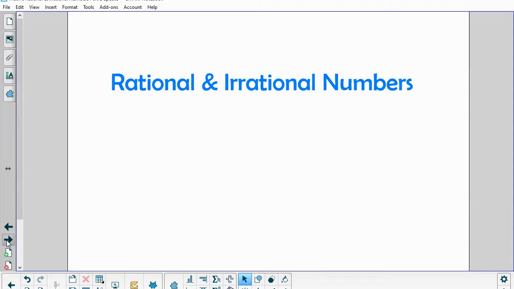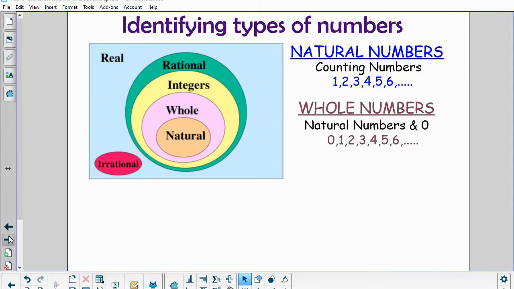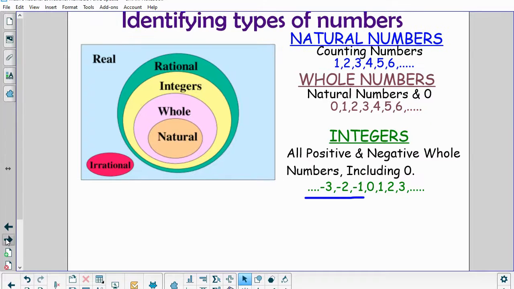All right, so let's continue on with our discussion of rational and irrational numbers. We mentioned already that the natural numbers are the counting numbers starting at 1 and going up. The whole numbers include the natural numbers, but also include another number, 0. Then we included the integers, which include all the natural and whole numbers, as well as the negative counting numbers. That's what we call the set of integers.